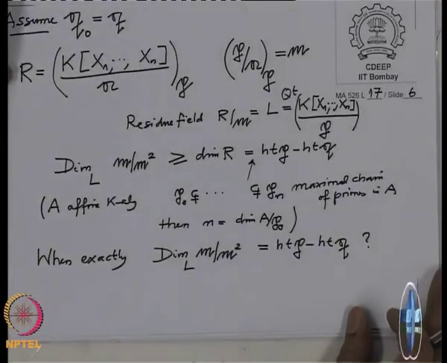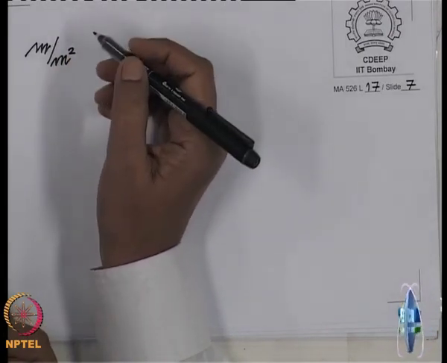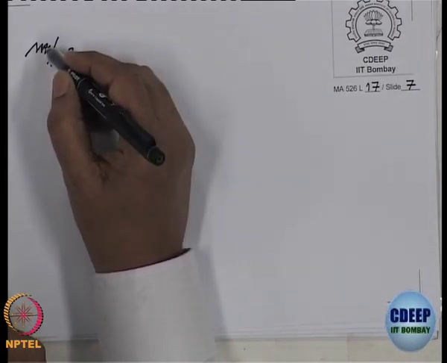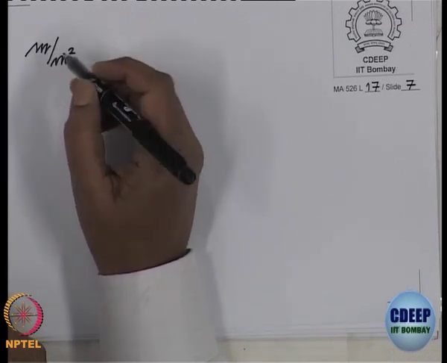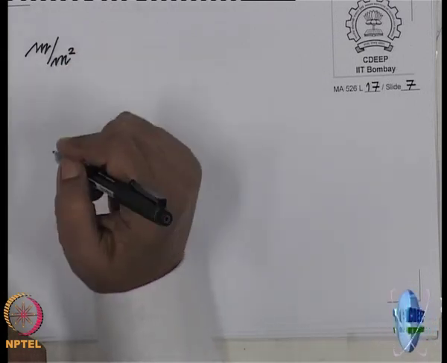Okay. All right. So, what is m by m square? That is what we have to understand. So, m by m square. This m is the image of p after localization, right? And this is m square. But remember, it is the image of p after localization not in a polynomial ring, but in mod A.